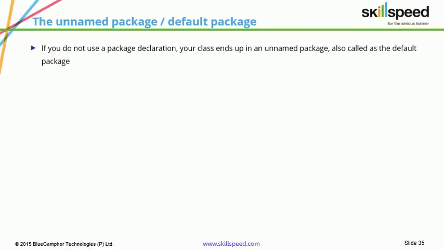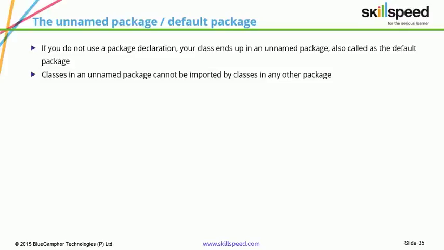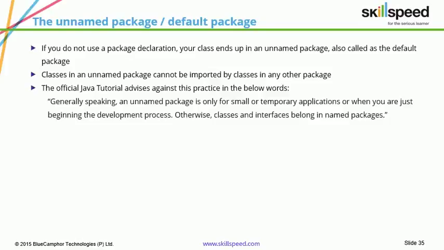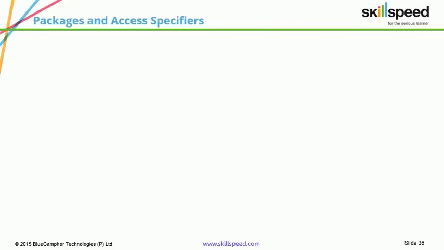If you do not use a package declaration in your source file, your class will end up in an unnamed package, also called the default package. Classes in an unnamed package cannot be imported by classes in any other package. The official Java tutorial advises against this practice in the below words: Generally speaking, an unnamed package is only for small or temporary applications or when you are just beginning the development process. Otherwise, classes and interfaces belong in named packages.